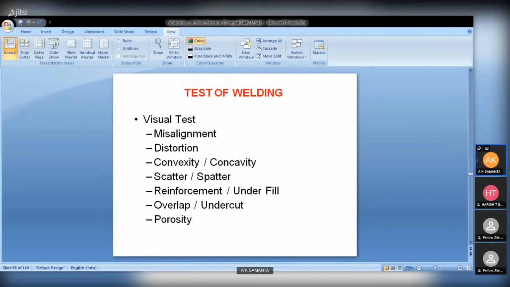Now after welding, as we know the defects, we should go for testing to see whether the welding is perfect or not. First is the visual test. In the visual test, we can find the following: misalignment, distortion, convexity, concavity, spatter, reinforcement, underfill, overlap, undercut, and porosity. Almost 90% of the defects can be seen with the open eye. So in the visual test, if any of these things is seen, our welding should be rejected. However, all these defects may not create much problem during the service life of the structure if we allow them. But when quality is the concern, we should not allow them.